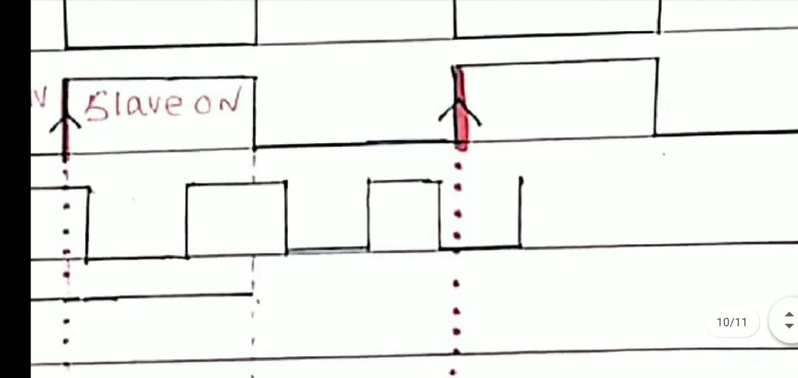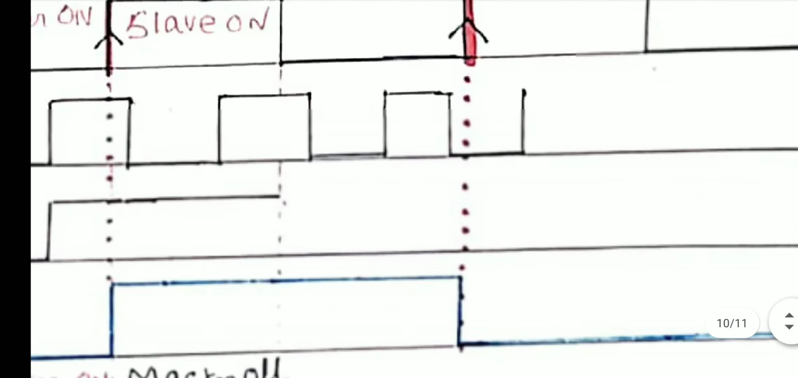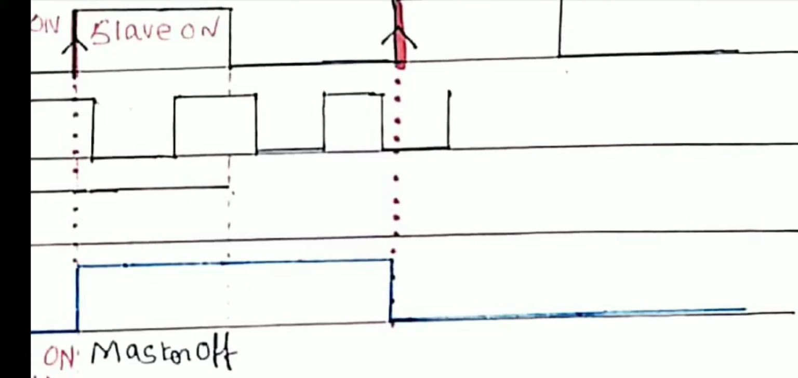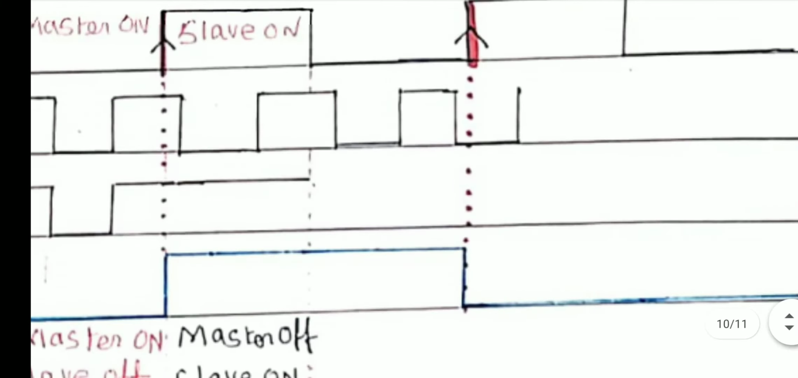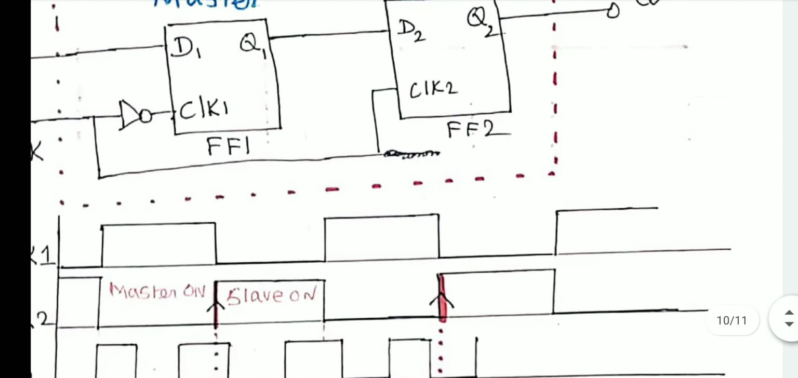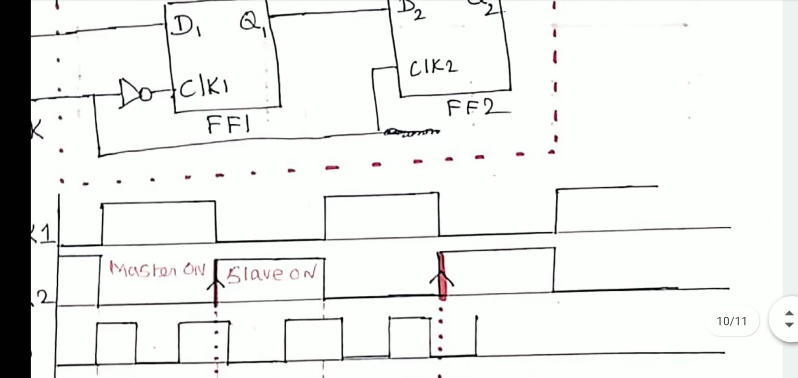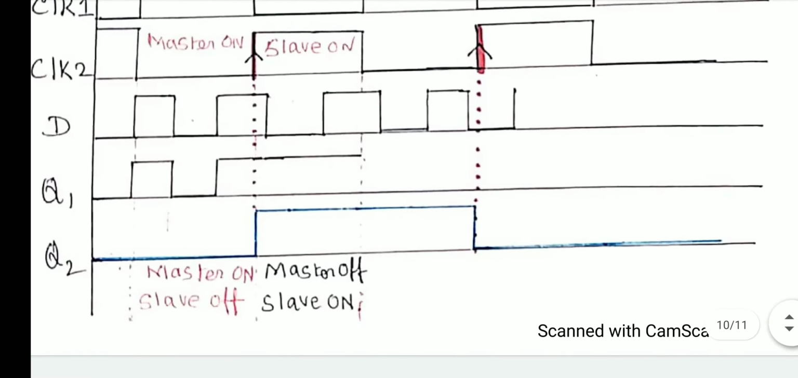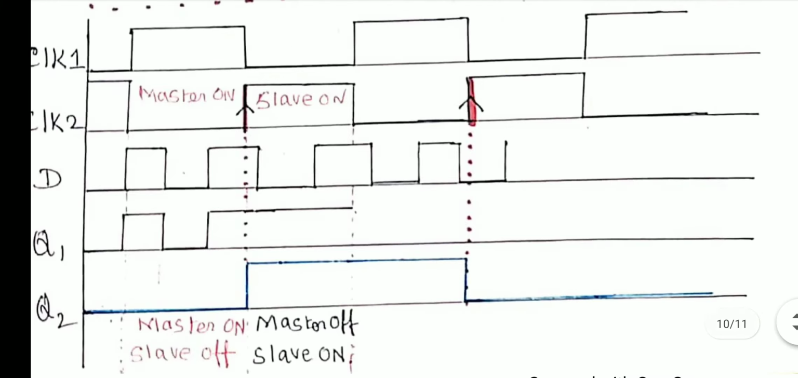Now the D input changes 1, 0, 1. Q1 transfers exactly here. It is not shown, but Q1 will be the D input 1, 0, 1. But what about Q2? Our interested output is Q2. The slave is off, so it maintains the previous output. Q2 was previously high, so it maintains high. Again, during the next half cycle, master off, slave on. So the positive edge comes here, and the output will change. Q2 will change from high to low, because now D is 0, so Q2 is 0.